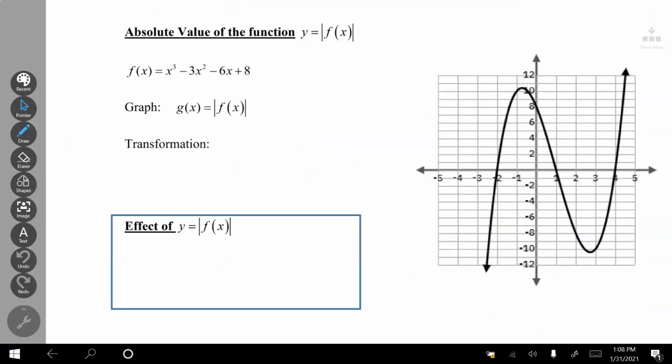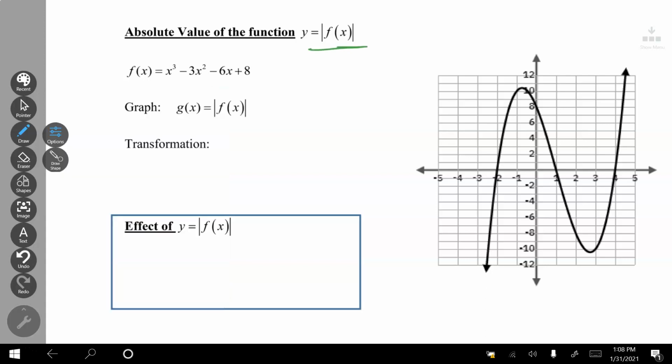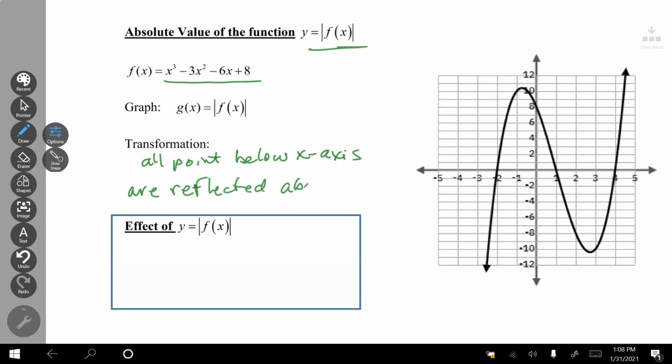Okay, we have 2 other transformations we're going to do. The first one is easier. The absolute value of a function. So what happens when we do the absolute value of a whole function? So here's a function I gave here, and I graphed it on the right. What's going to happen is that all the points below the x-axis are reflected above the x-axis. So that's what an absolute value does. It takes anything that's negative below the x-axis and makes it positive.